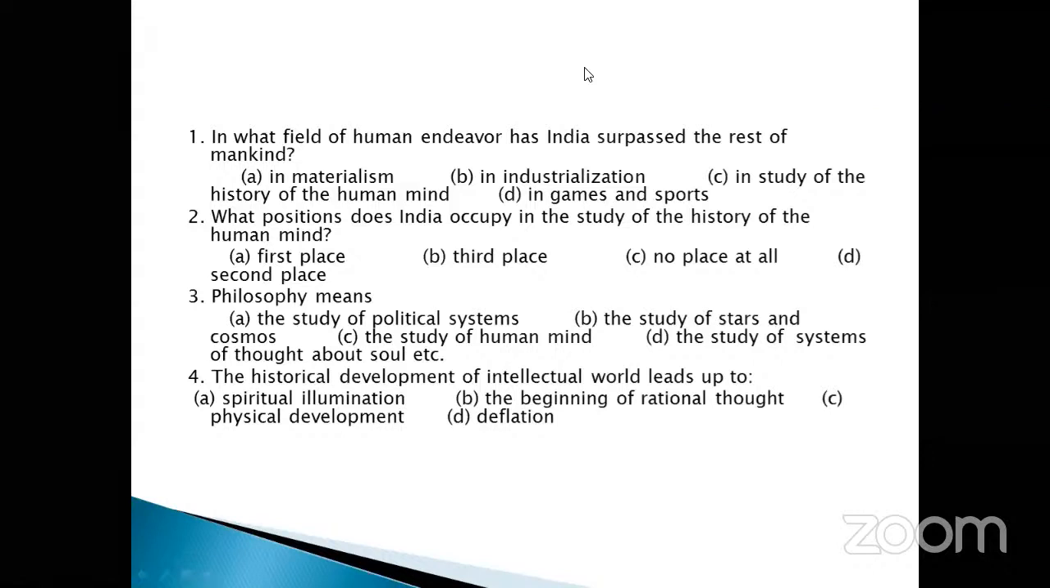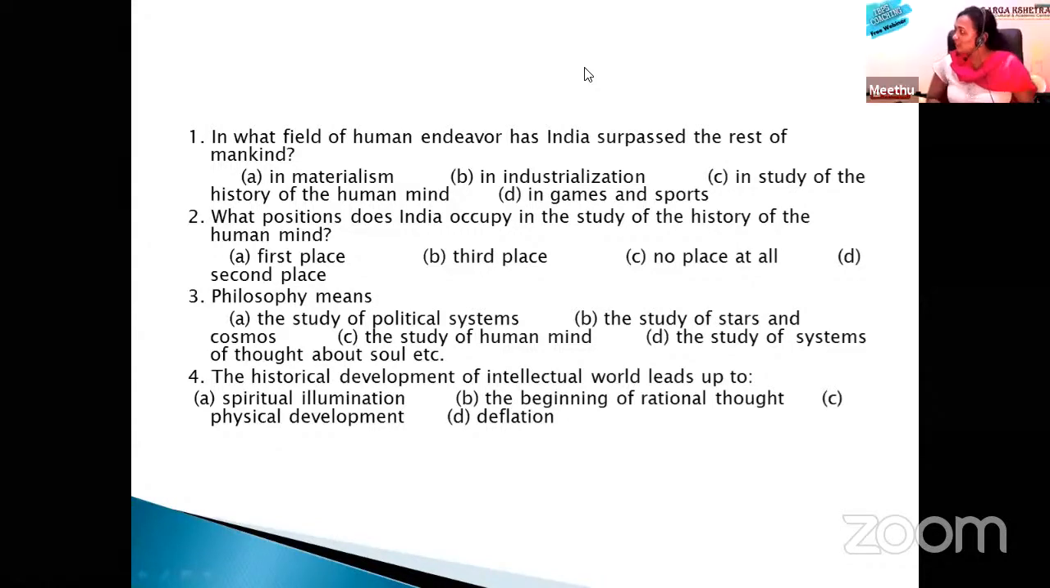Madam, can you tell me the technique for synonyms and antonyms? Can you tell me techniques for synonyms and antonyms? I can do that in the next class, if you wish, no problem. I can do that, synonyms and antonyms.